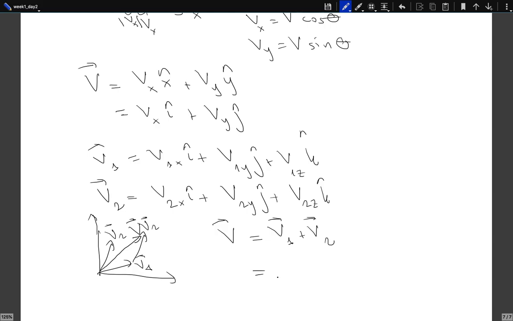In terms of the components, if you just sum the vectors, you just add the corresponding components. This is V1x plus V2x, plus V1y plus V2y, plus V1z plus V2z.